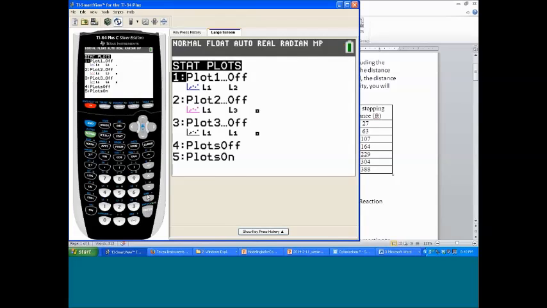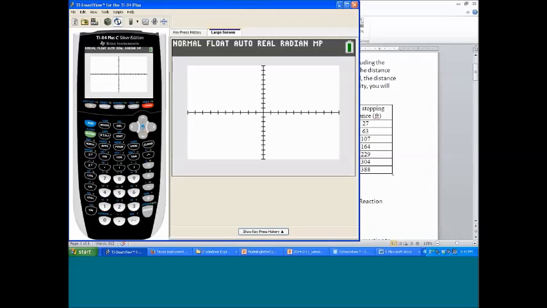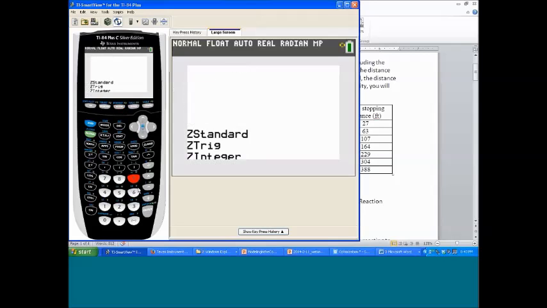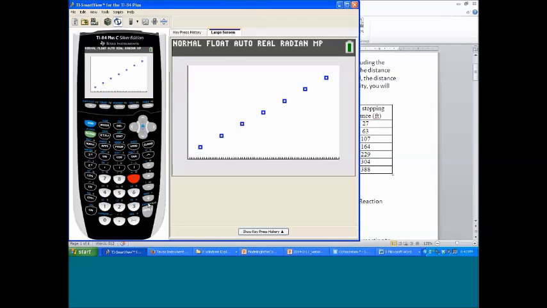Second stat plot. I'm going to turn this plot on. I'm going to change my mark here. And now again, I'm sitting here in a poorly designed window. We can do zoom stat, but like I said, I would want kids to come up with a good window before they just hit zoom stat. And we're going to have a linear model.